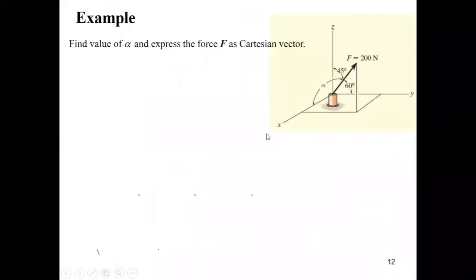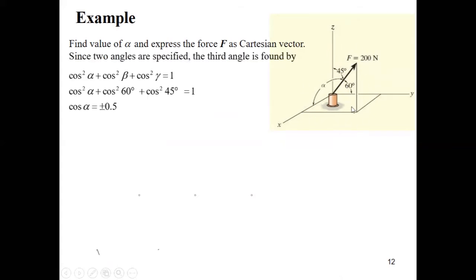Okay, let's go ahead. Now let us see one example. Find the value of alpha and express the force as a Cartesian vector from this figure. In the figure, two angles are specified. One is beta, the angle with the y-axis, 60 degrees. Another is with the z-axis, 45 degrees. But alpha with the x-axis is not given.